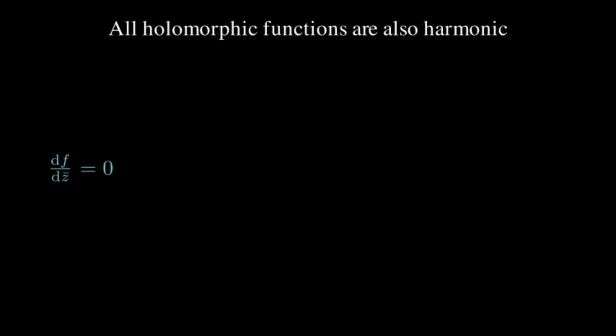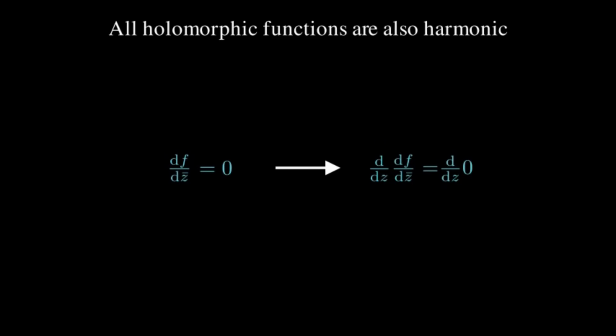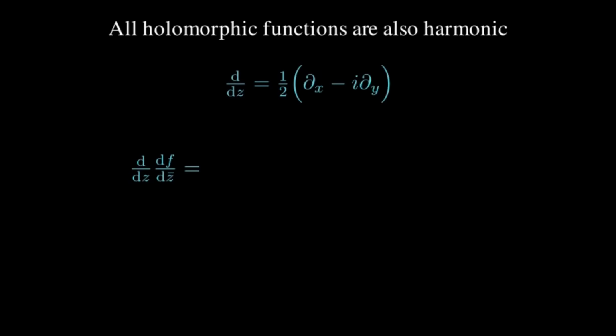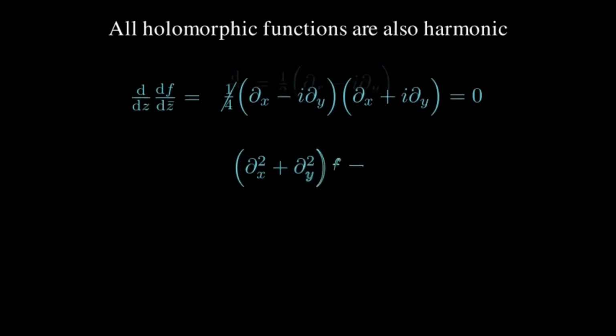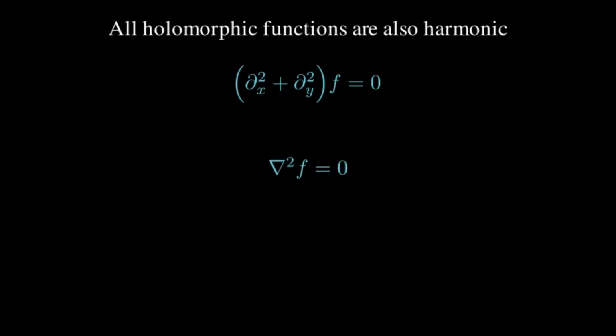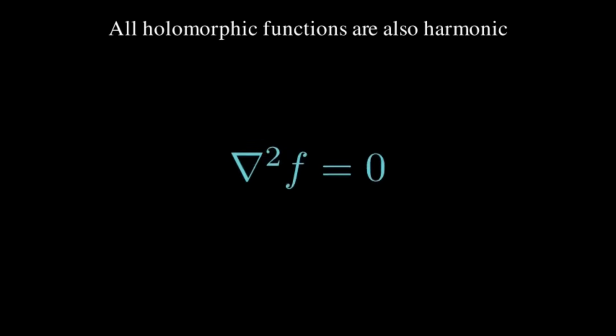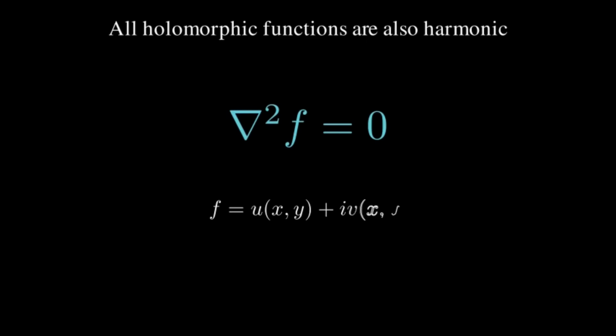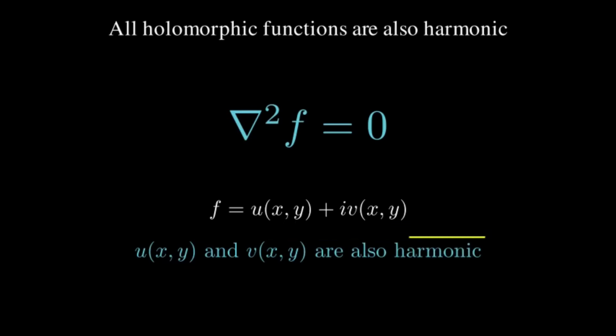Next, we can take the derivative with respect to z of the derivative with respect to z bar of f. The derivative of 0 with respect to anything is of course 0. We can use the same process as earlier to get the derivative with respect to z. We end up with this result. Then we can simply apply this derivative to the one we had before and apply both to f. After multiplying this out, we quickly see that we've actually just produced the 2D Laplacian we talked about earlier. If a function obeys this relation, it must be harmonic. So we've proved that all holomorphic functions are made up of harmonic real and imaginary parts.